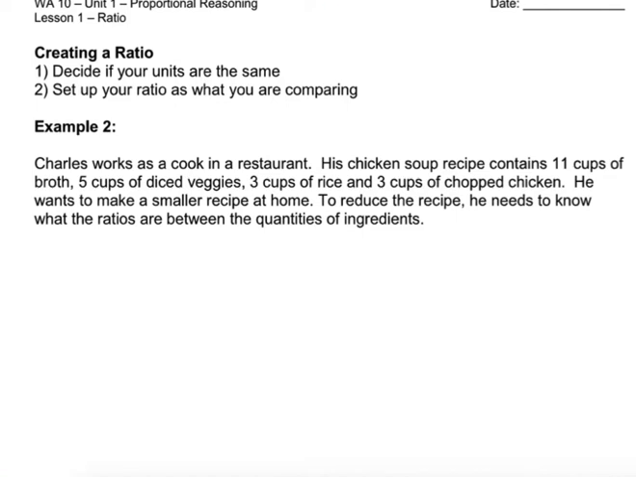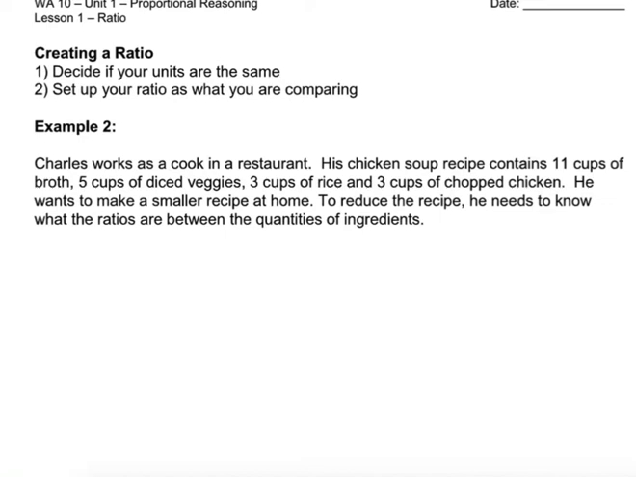Example number 2. So this part here is all about deciding how to set up a ratio. So you first need to decide if your units are the same. You need to set up your ratios as to what you are comparing. So this is where you have to have the same thing on the top and the same thing on the bottom, and they all have to be measured in the same units.